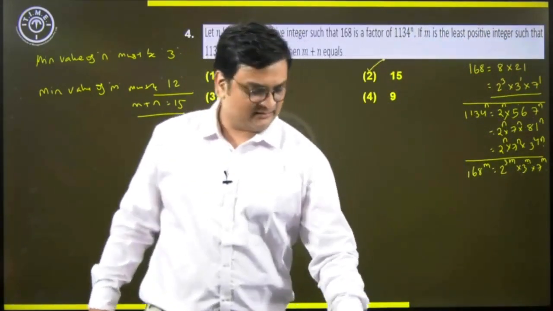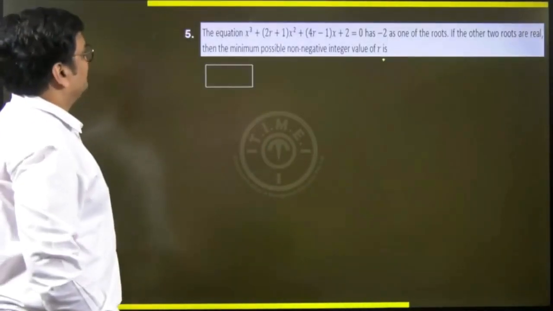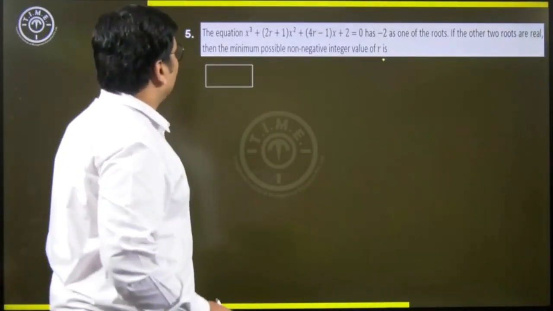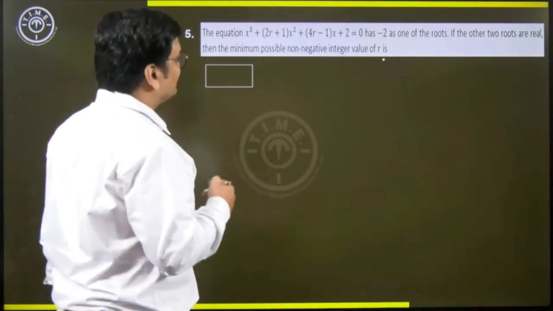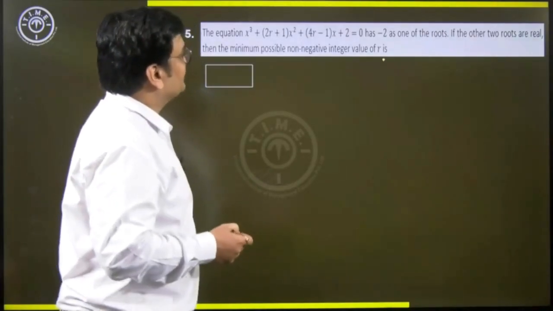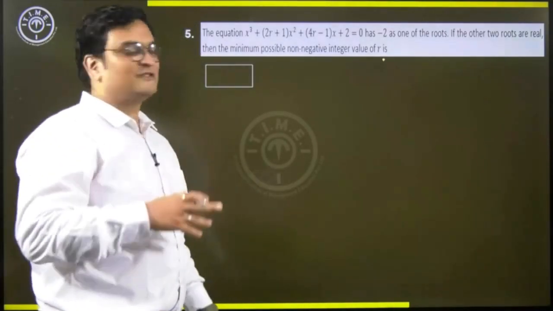Okay, let's move on to the next question. So, it says the equation x cube plus (2r plus 1) x square plus (4r minus 1) into x plus 2 equal to 0 has minus 2 as one of the roots.